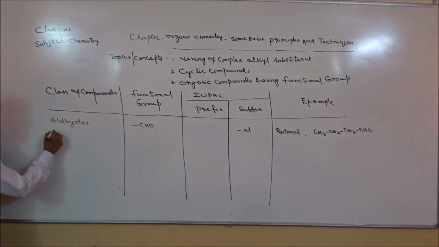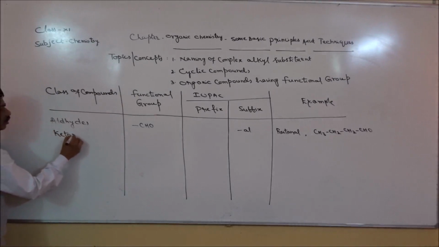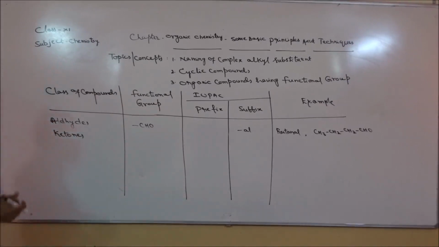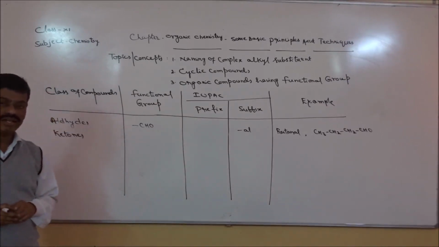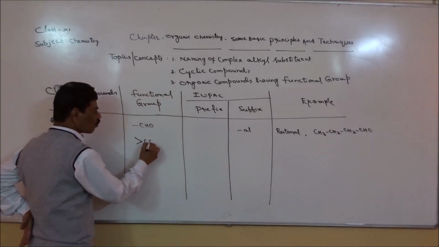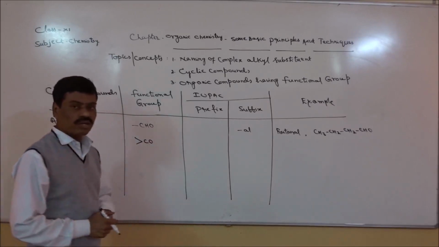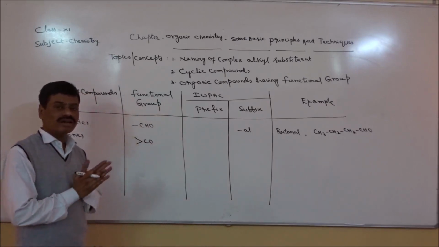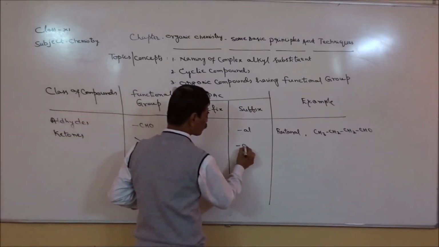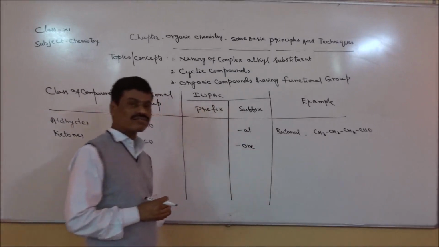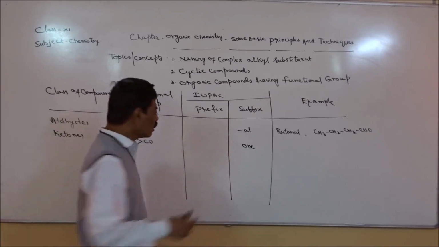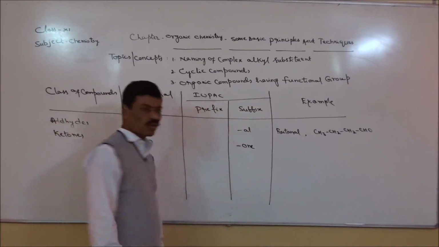Now, ketones. This is the second type of compound of the carbonyl compounds family. And the functional group of this is the double bond C=O. In the case of ketones, the name ends with -one. So that -one is the suffix. We should not read it as 1. If I remove this bond, it is 1. Right? If we put a single covalent bond, it becomes -one.